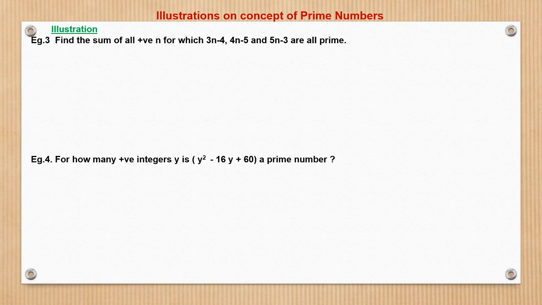Now another question. Here it is given that find the sum of all positive n for which 3n minus 4, 4n minus 5 and 5n minus 3 are odd primes. So first let n be odd.